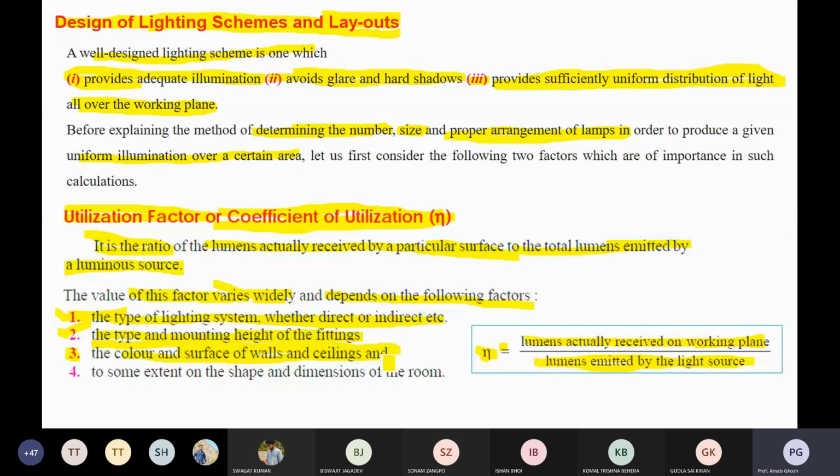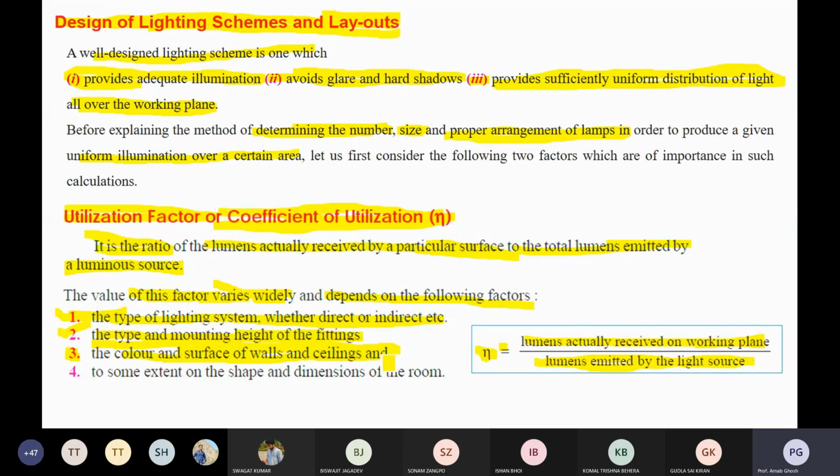Basically white color is a combination of all the colors, so white means the room looks brighter. Other colors may cause dimness. Blue or red surfaces can absorb the other colors and reflect only the red color. So that's the point: the color and the surface of the wall and the ceiling.